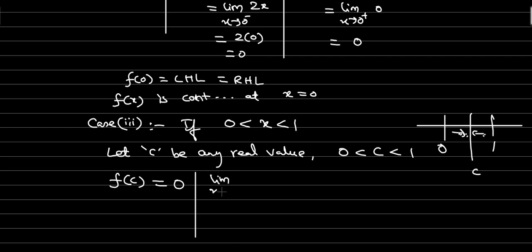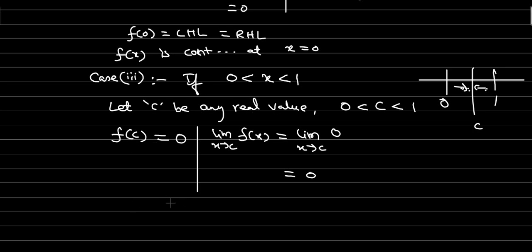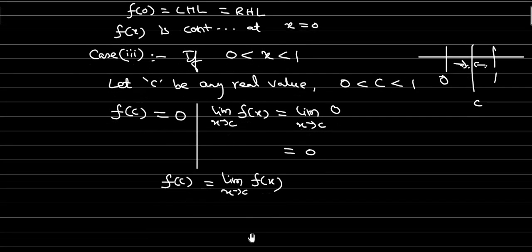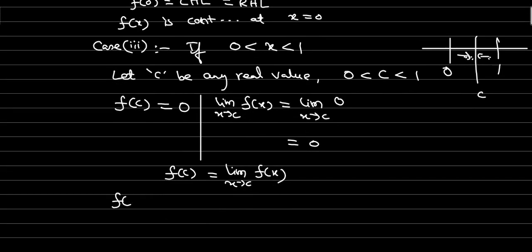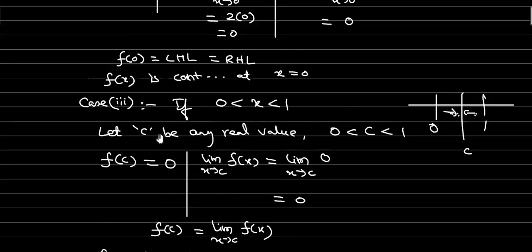So limit x approaching C of f of x. What is the suitable f of x? 0. Now applying the limit, the result is 0. Now from these two conditions, what we can say is that f of C and limit x approaching C of f of x are both the same. So from this we can say f of x is continuous for 0 less than x less than 1. Okay, so case 3 is done.